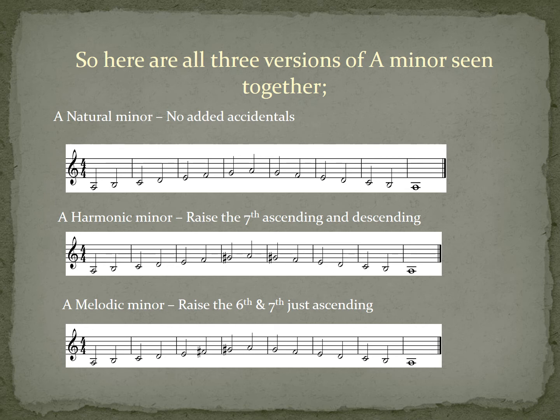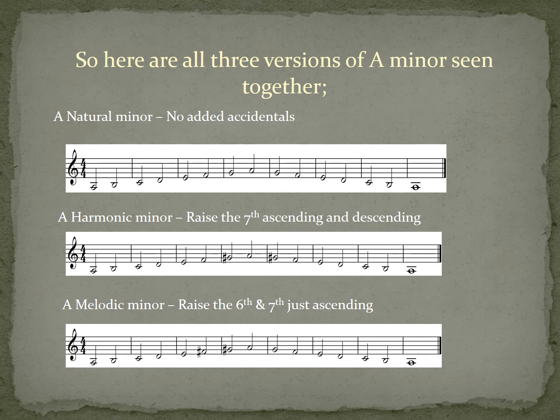Now, as it's the natural minor, there are no added accidentals. We look at the second example, the harmonic minor. You can see on the face of it, it looks exactly the same key signature as C major, A to A, but this time we have to add the accidental that raises the 7th degree, both ascending and descending. In this case, the G sharp.